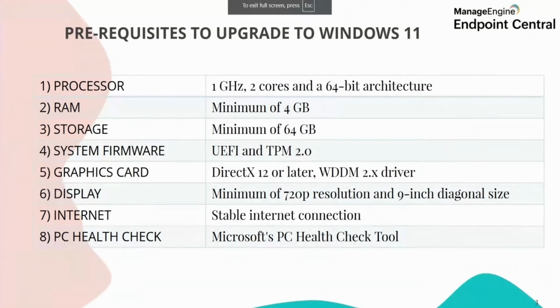Next up, we have display. Your display should have at least 720 pixel resolution and a minimum 9-inch diagonal size. This ensures that Windows 11's interface displays properly without distortion.